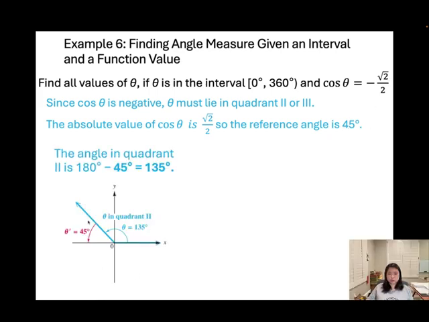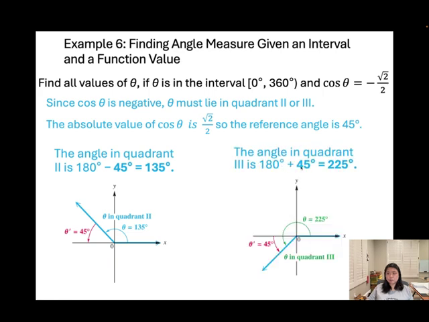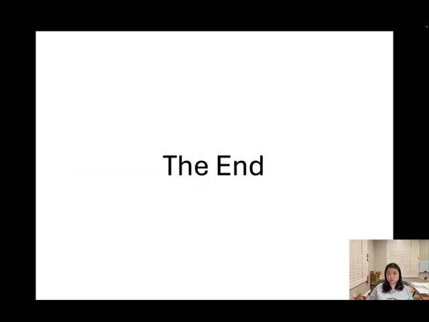When your angle is in quadrant 2 and the reference angle is 45, then theta should be 180 minus 45, which is going to be 135 degrees. But if your angle is in quadrant 3, somewhere like here, then the angle will be 180 plus 45, which is going to be 225 degrees. That's it.